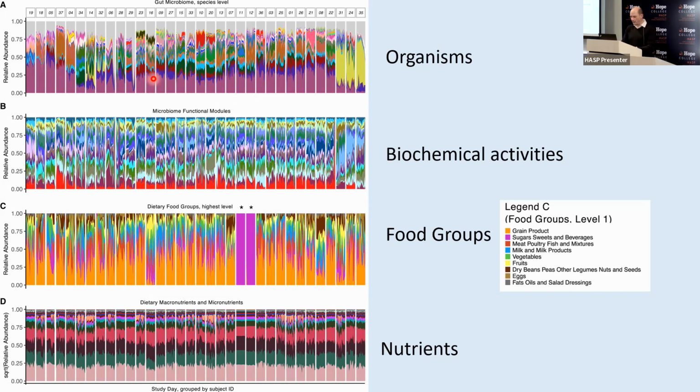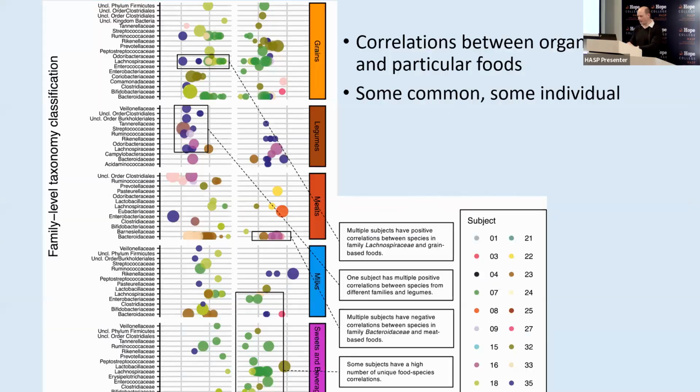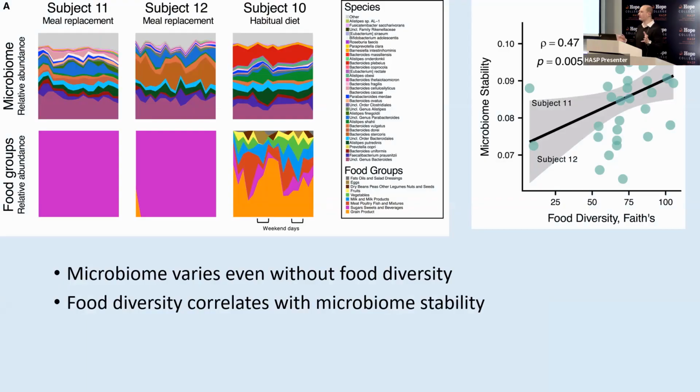So if we look a little more closely, we've got 3 different people here. 2 are the ones that were on the supplement, which is why the lower box is all purple, right? They were on one type of food, one material. The third person, subject 10 there, was eating a varied diet throughout the time frame, and we can see different foods came and went.